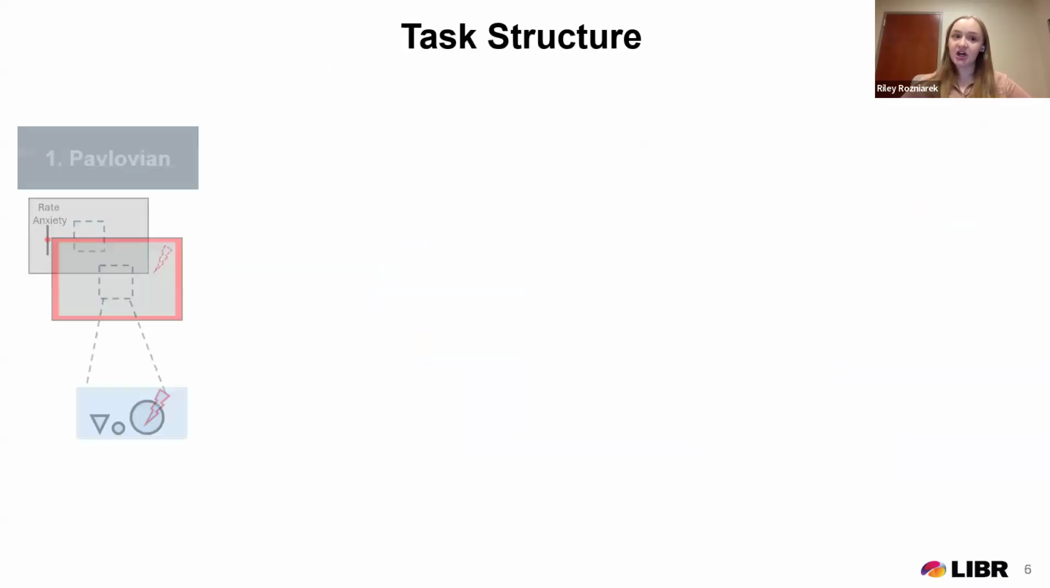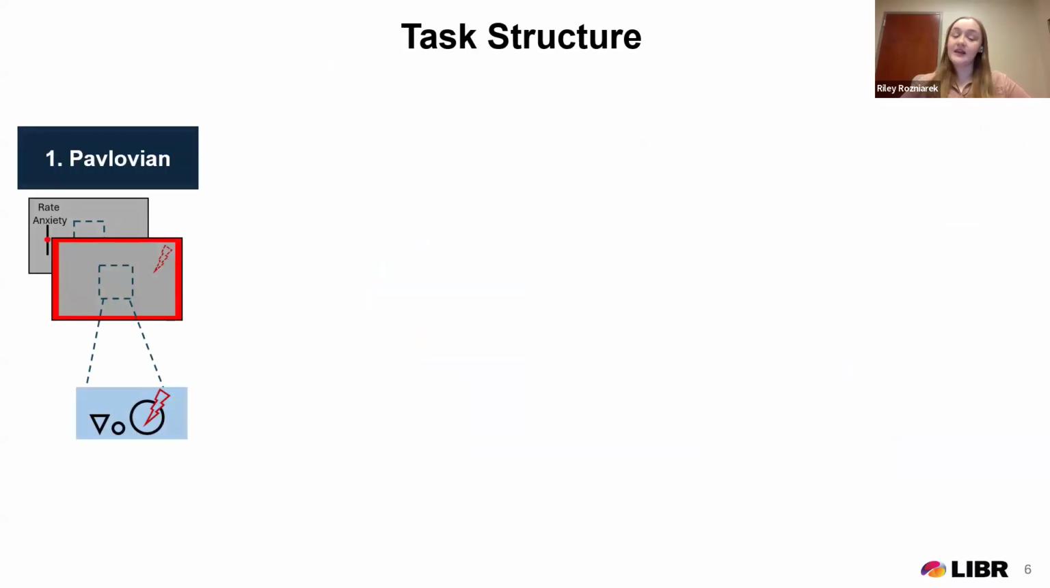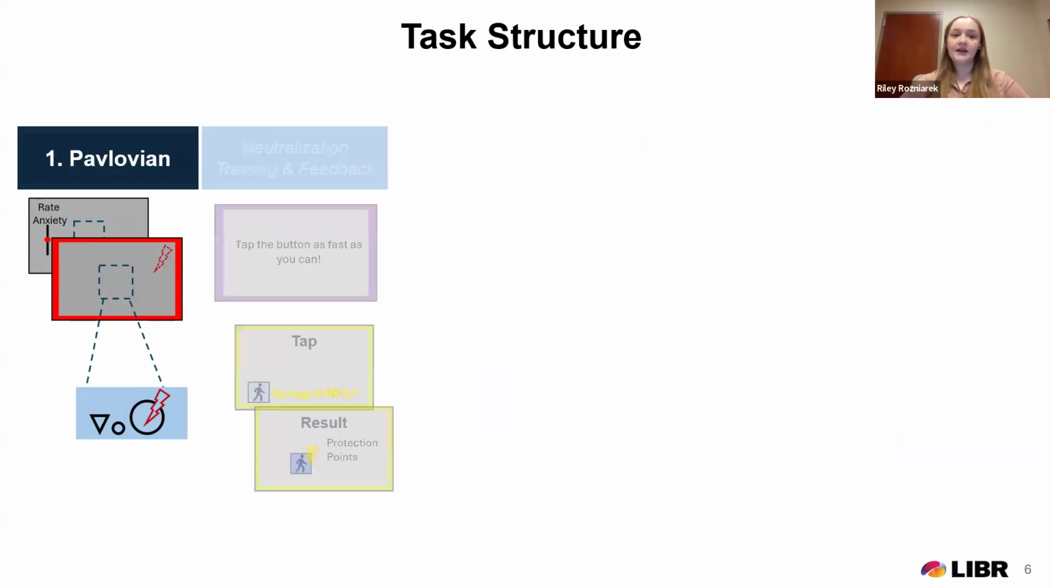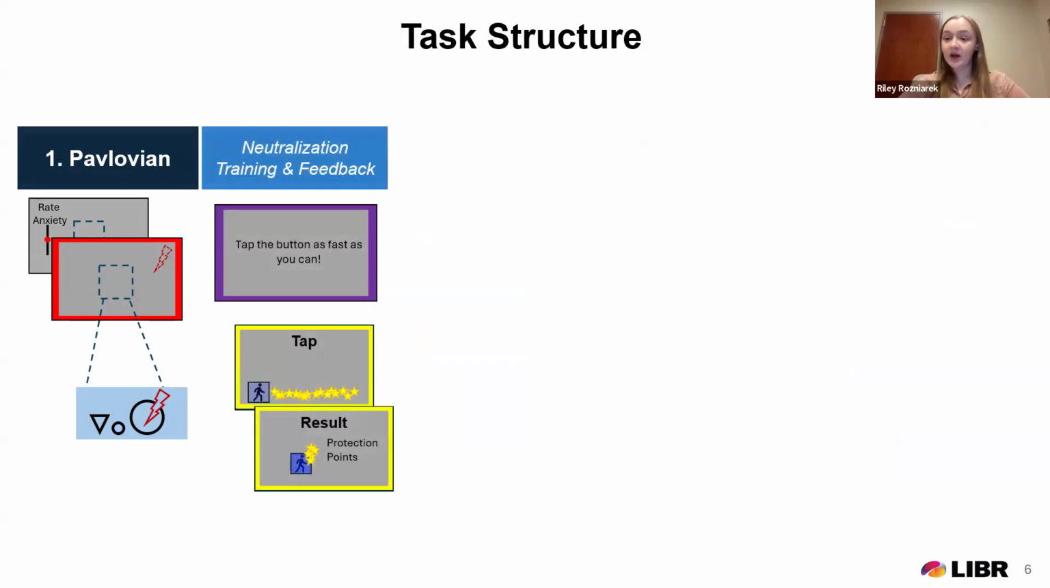For the task structure, the TTS task starts off with the Pavlovian learning phase. In this phase, they learn the association between the shapes that are safe and the shape that is associated with the aversive outcome. Next is neutralization, training, and feedback. We start off with a speed test to get their maximum tapping speed, and then have participants tap differing amounts to learn the relationship between protection and points. So during this portion, they learn that tapping a large amount gives them higher protection from the aversive outcome, but lower points, and vice versa.